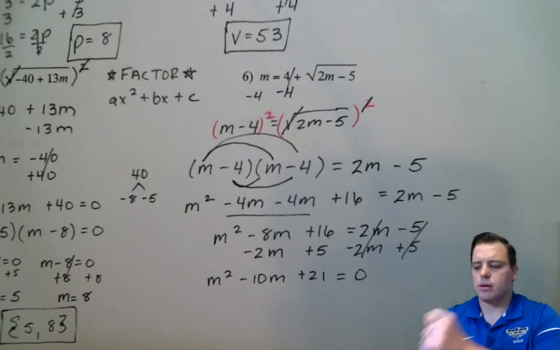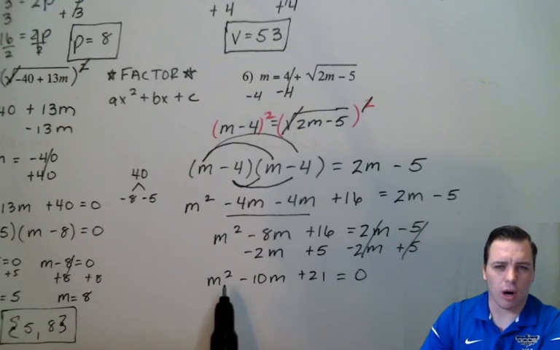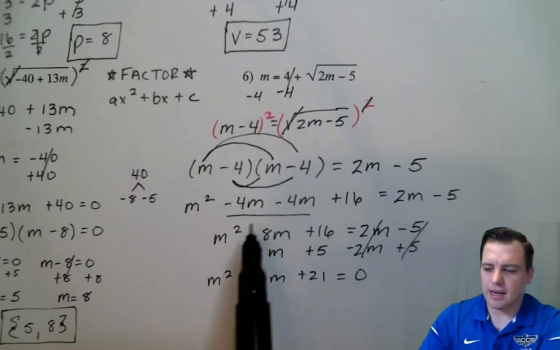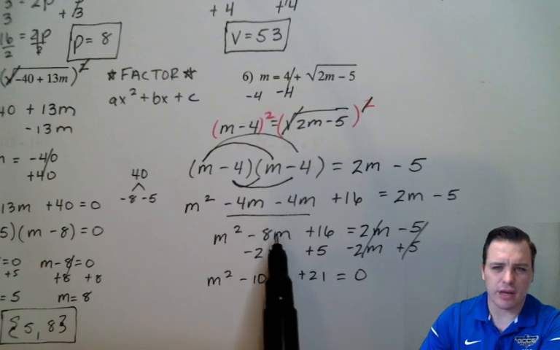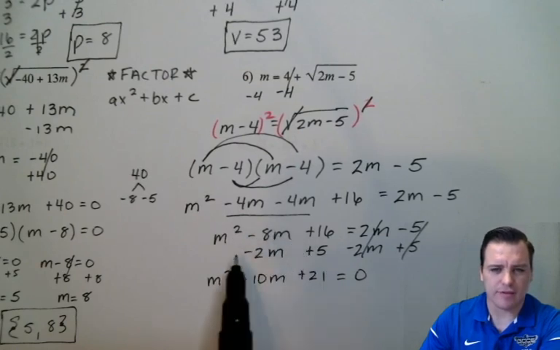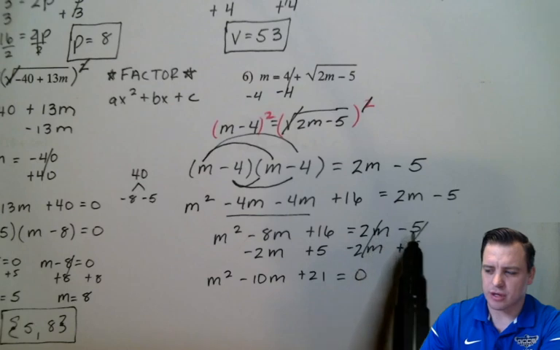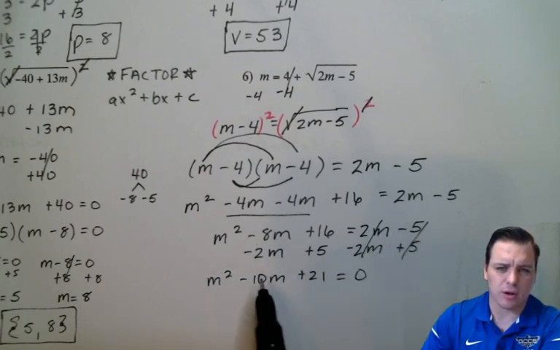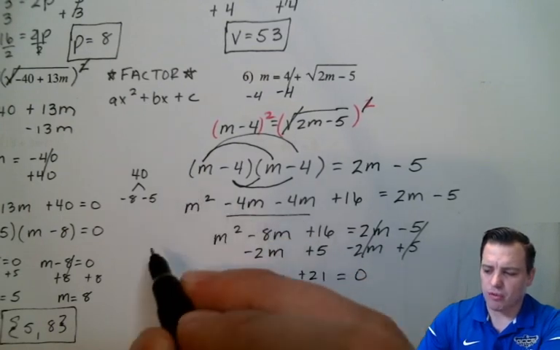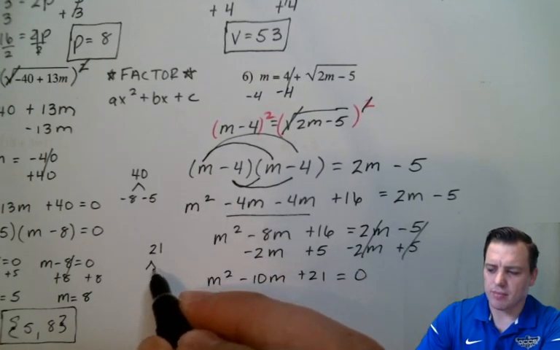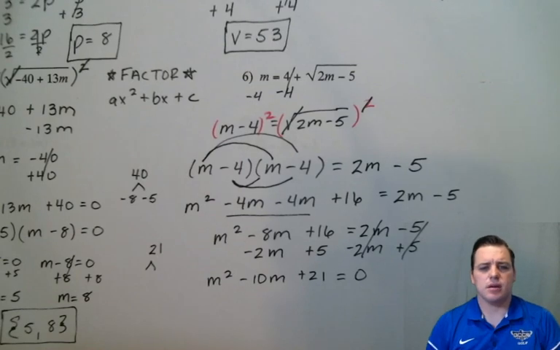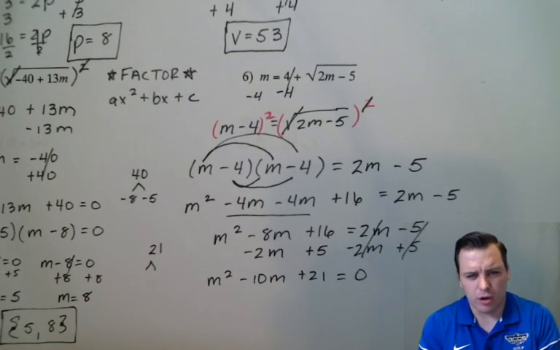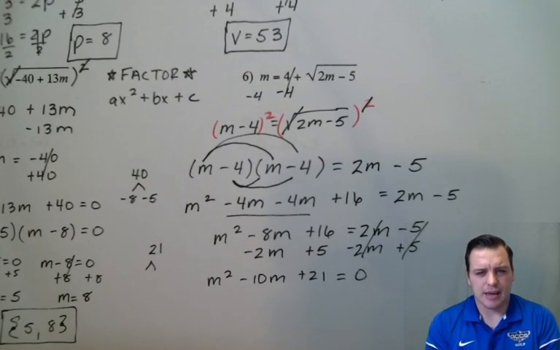From there, I notice this is a quadratic equation, okay? Anytime you see m squared and another m, that's going to be quadratic, and you're going to have to factor it, okay? That's what triggered me to move these over here, because I knew it was quadratic. So what will multiply to be 21, but add to be negative 10? What multiplies to be 21, but adds to be negative 10?